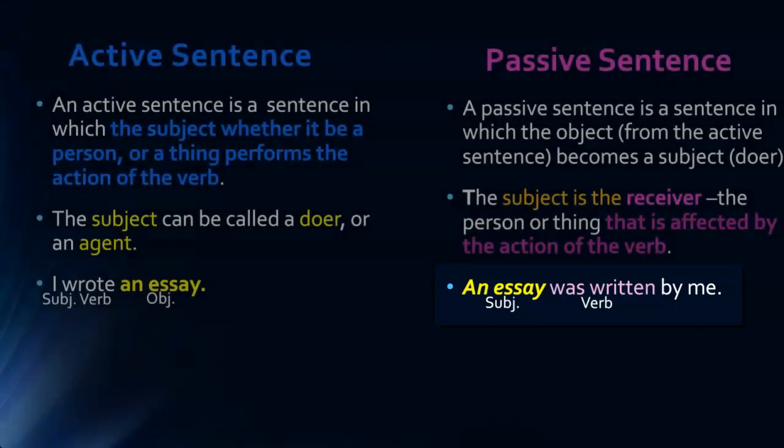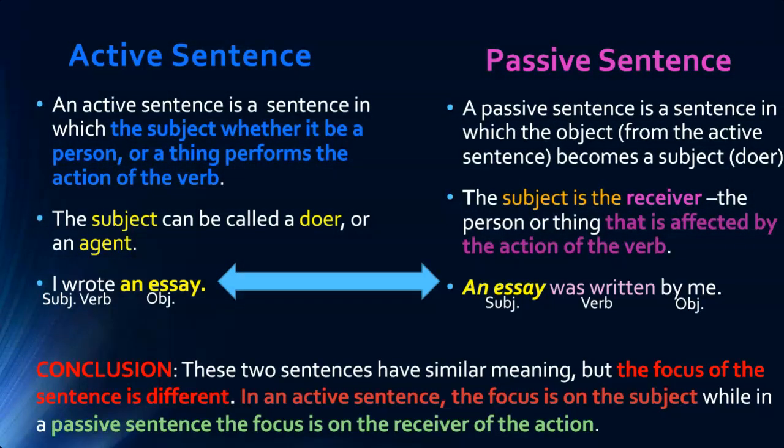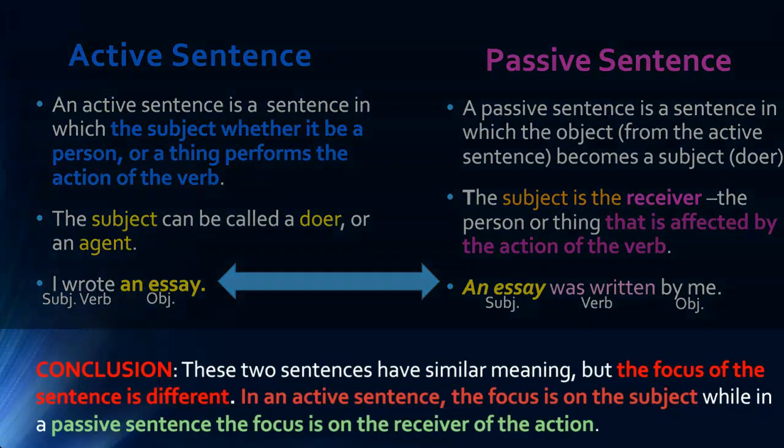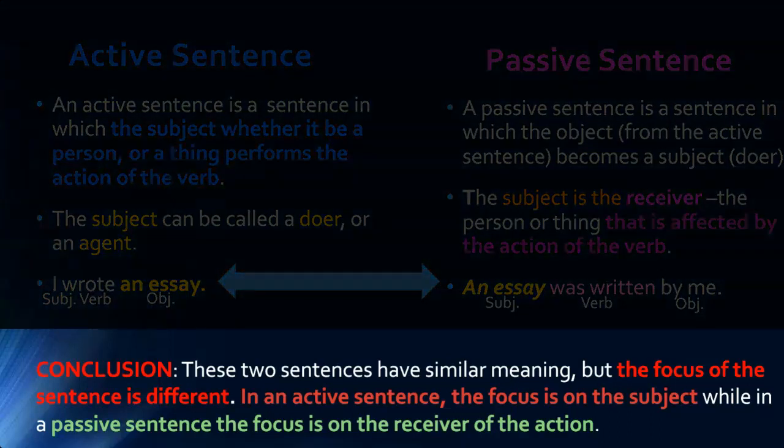An essay was written. And to recap, to conclude, we say that these two sentences have similar meaning, but the focus of the sentence is different. In an active sentence, the focus is on the subject, while in a passive sentence, the focus is on the receiver of the action, in this case, an essay.